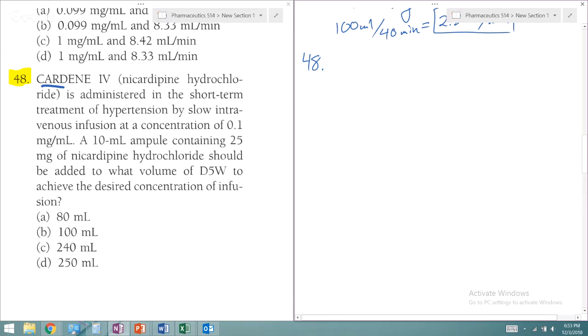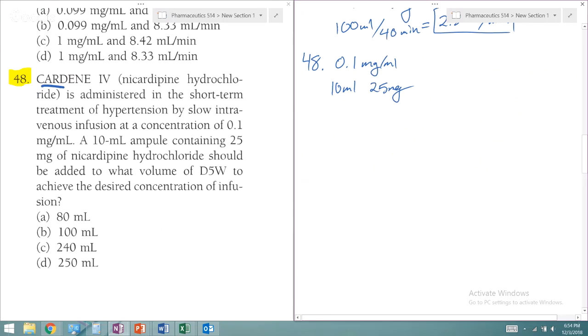All right, so this cardiac drug is administered for short-term treatment of hypertension by slow intravenous infusion at a concentration of, oh, it says it's hypertension. Never mind. Not a rhythm thing. 0.1. All right, so we have a 10 milliliter ampule containing 25 milligrams. Should be added to what volume of D5W to achieve the desired concentration of infusion?